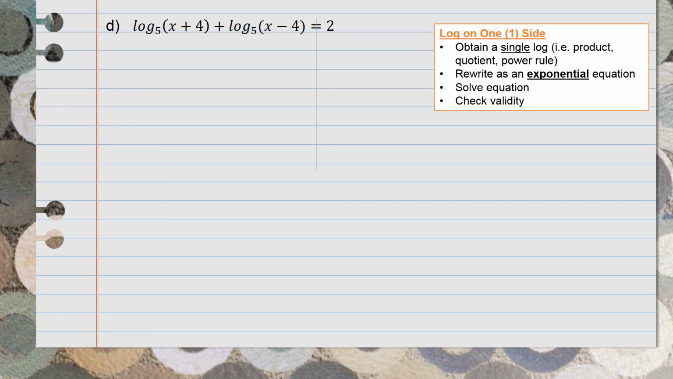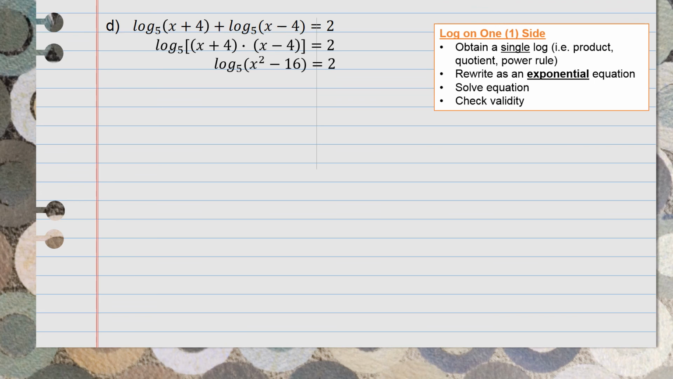So first we look for coefficients. Notice neither of those have a coefficient, so no power rule. Next we look between the logs. Because we see addition or a plus, that means we will apply the product rule, which means we will multiply. So we keep log base 5 of x plus 4 times x minus 4 equals 2. Now x plus 4 times x minus 4 can be multiplied, and when you multiply those two binomials, you will get x squared minus 16.